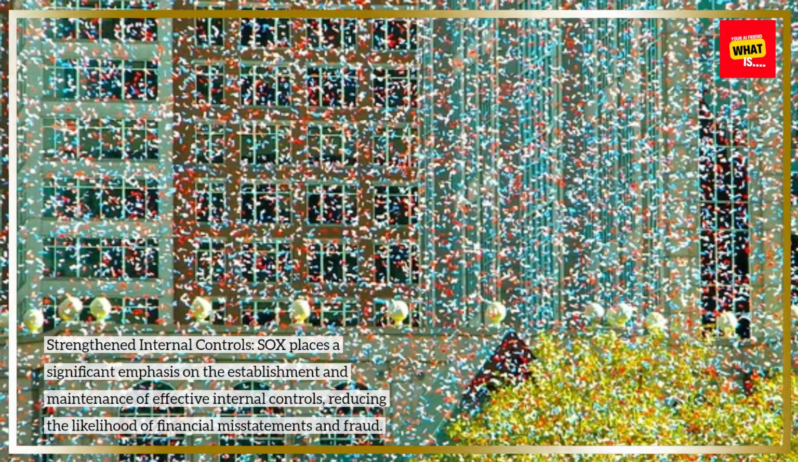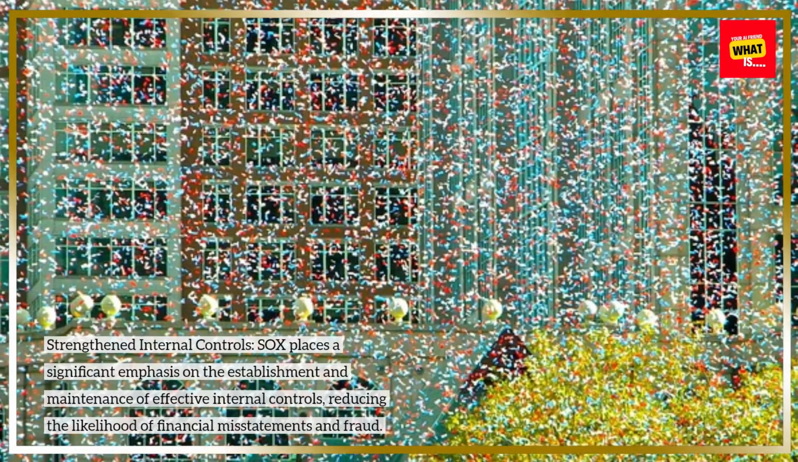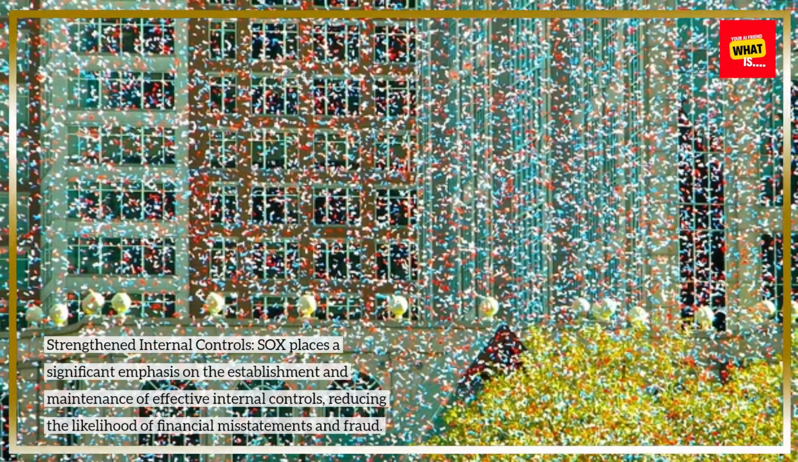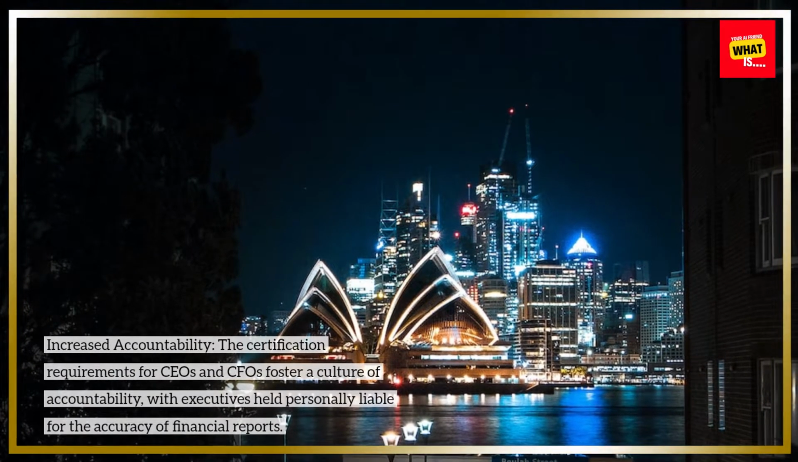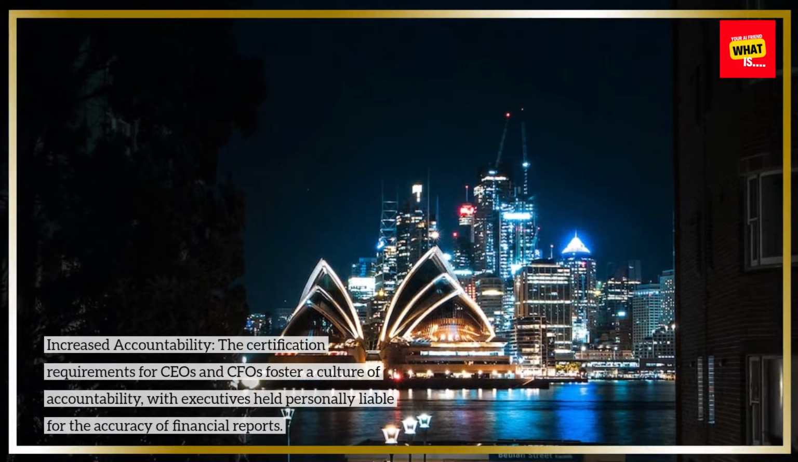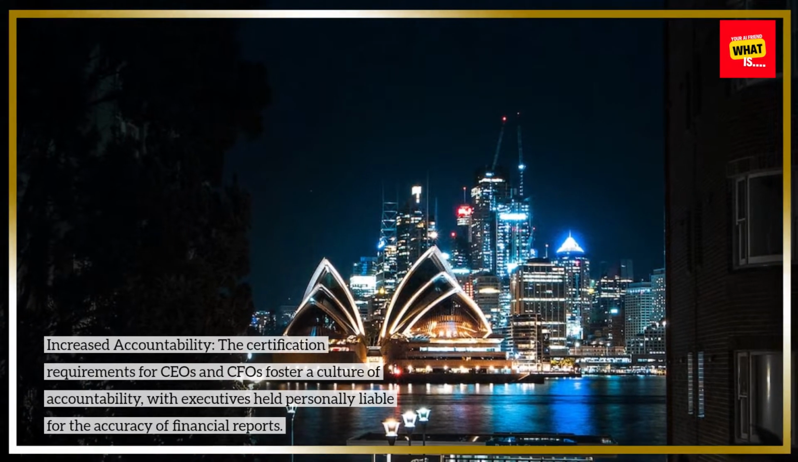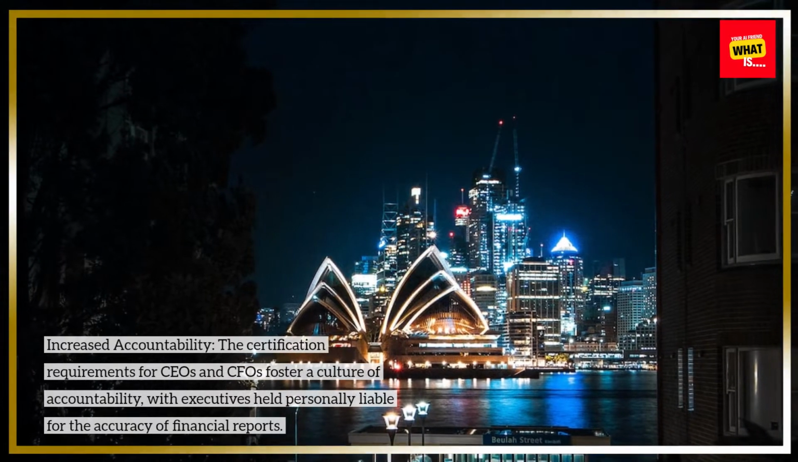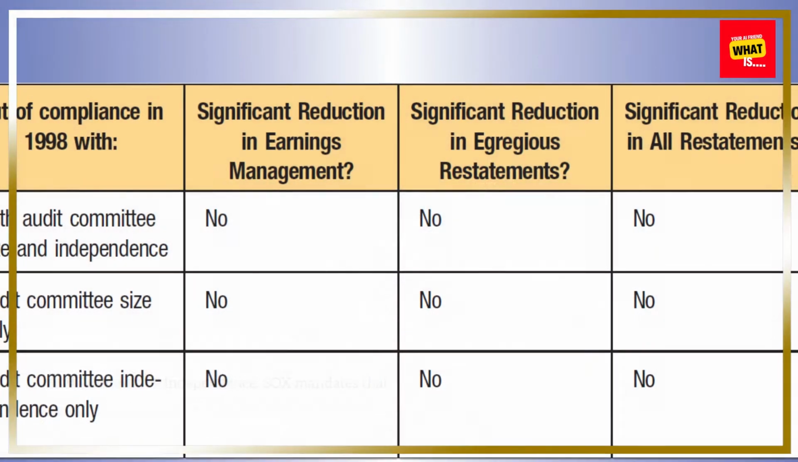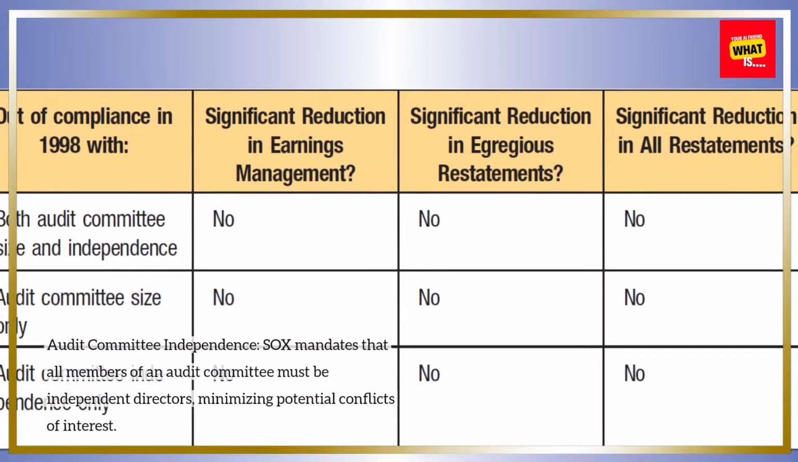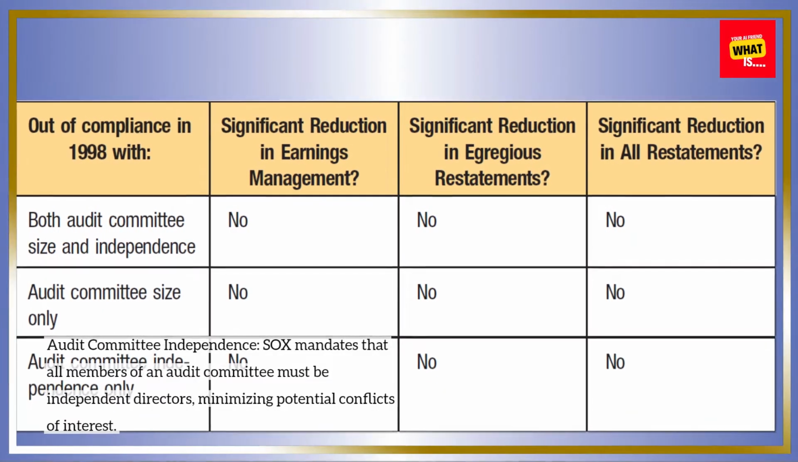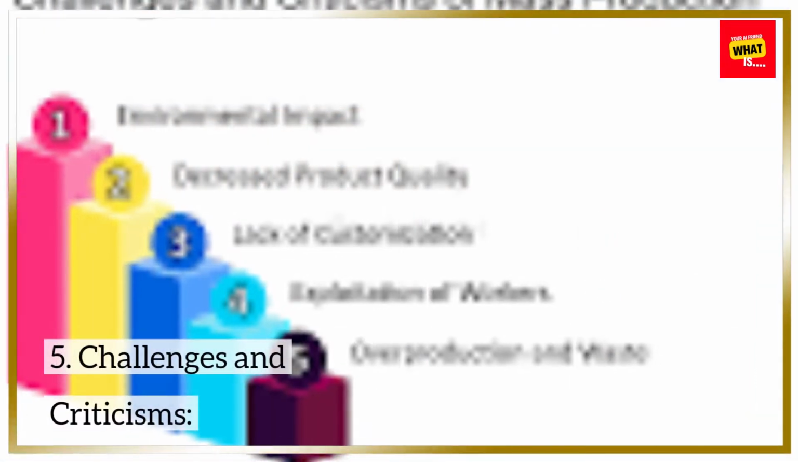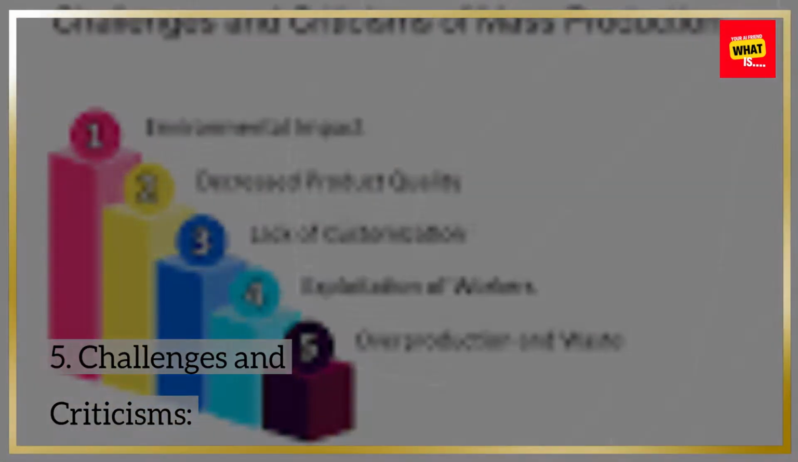Strengthened internal controls. SOX places a significant emphasis on the establishment and maintenance of effective internal controls, reducing the likelihood of financial misstatements and fraud. Increased accountability. The certification requirements for CEOs and CFOs foster a culture of accountability, with executives held personally liable for the accuracy of financial reports. Audit committee independence. SOX mandates that all members of an audit committee must be independent directors, minimizing potential conflicts of interest. 5. Challenges and criticisms.